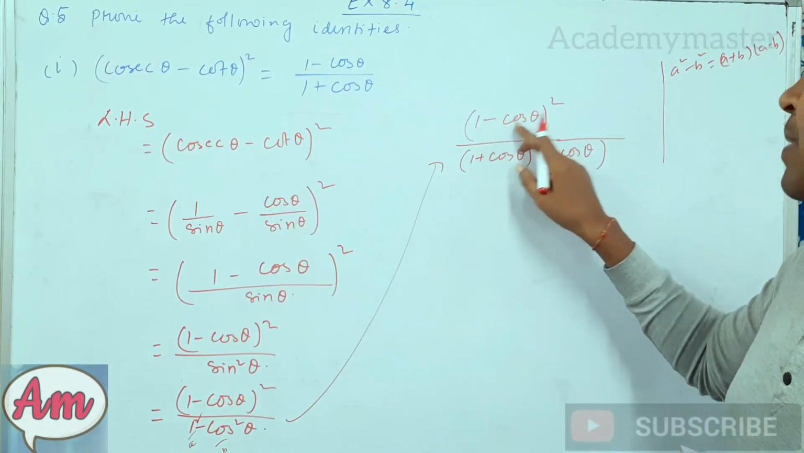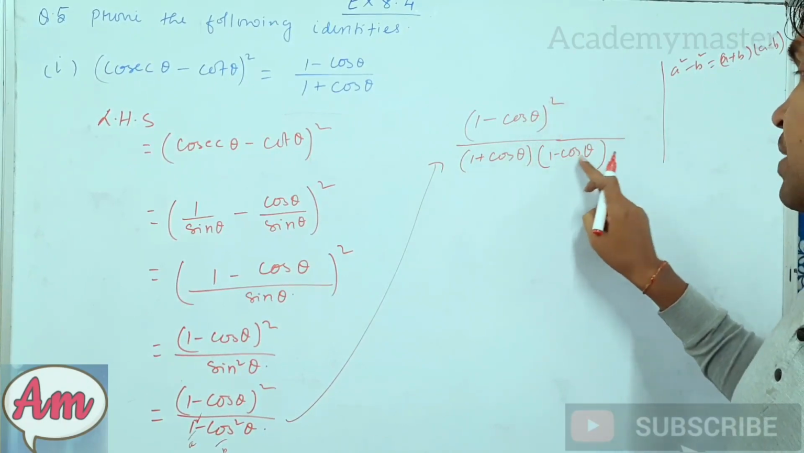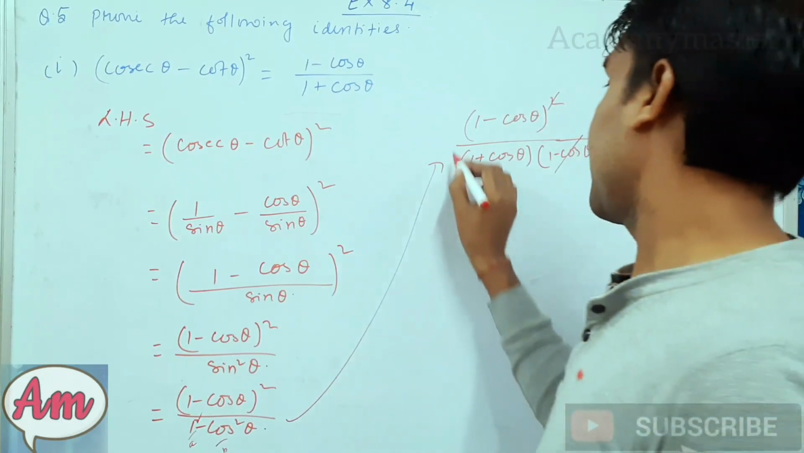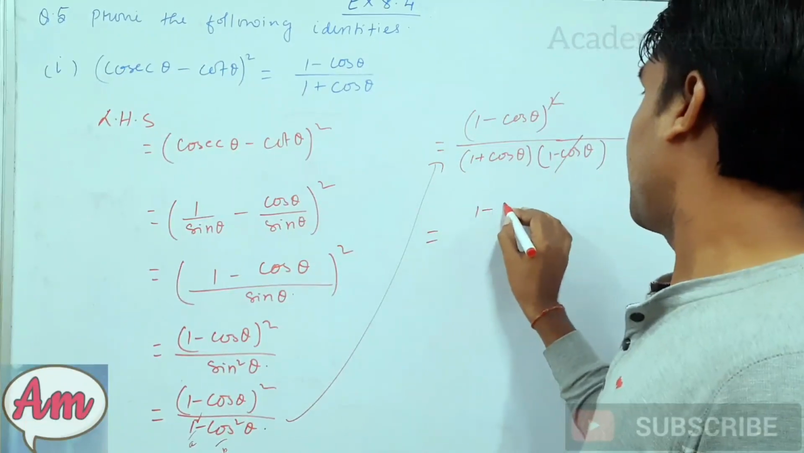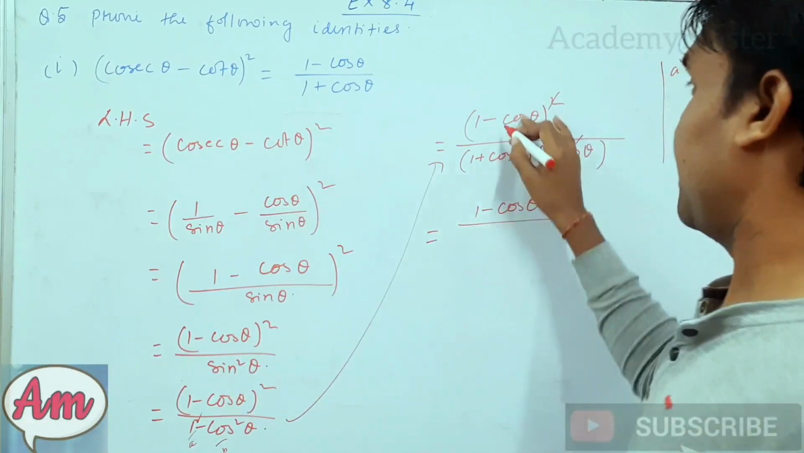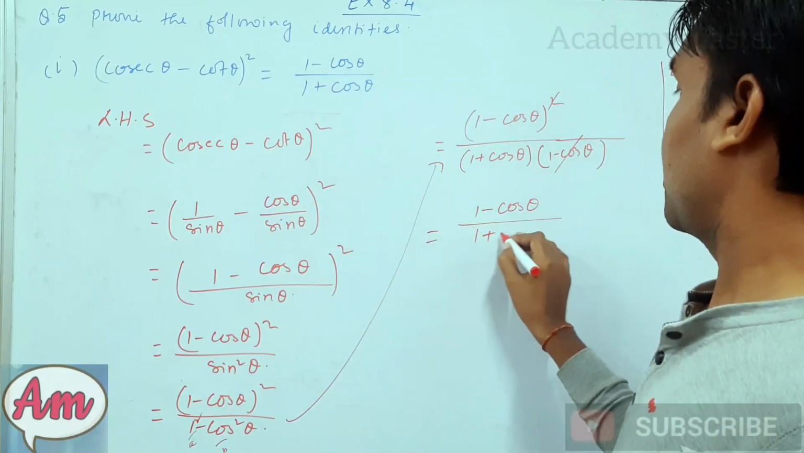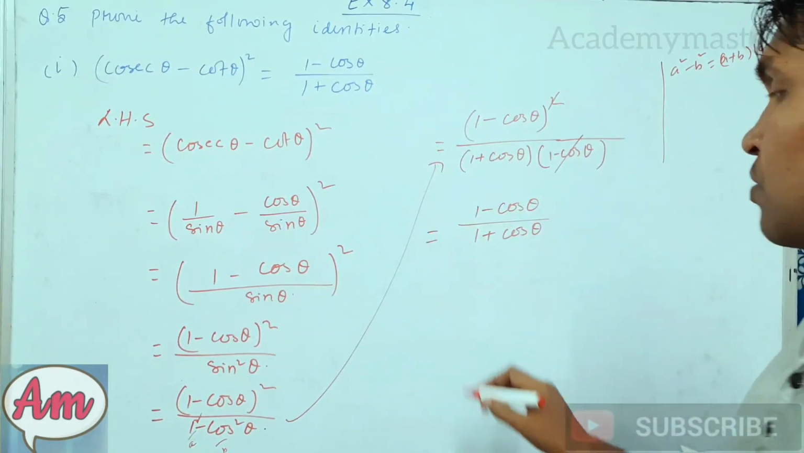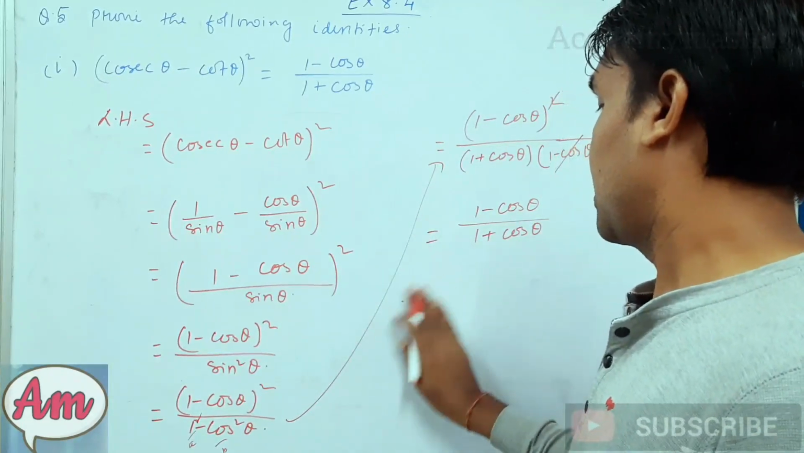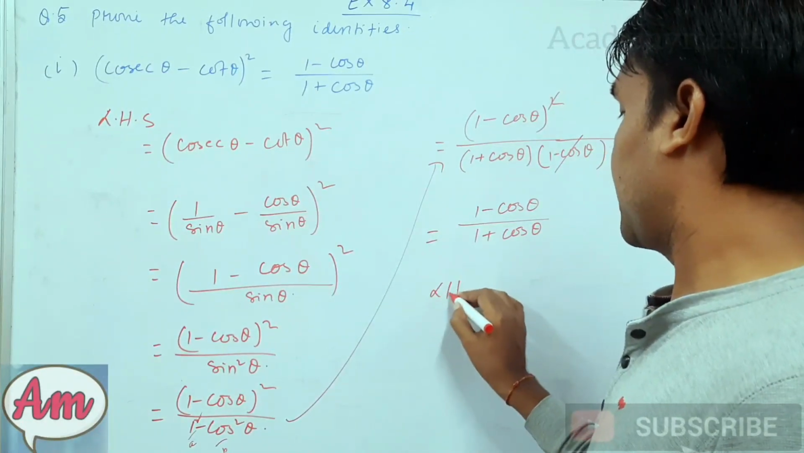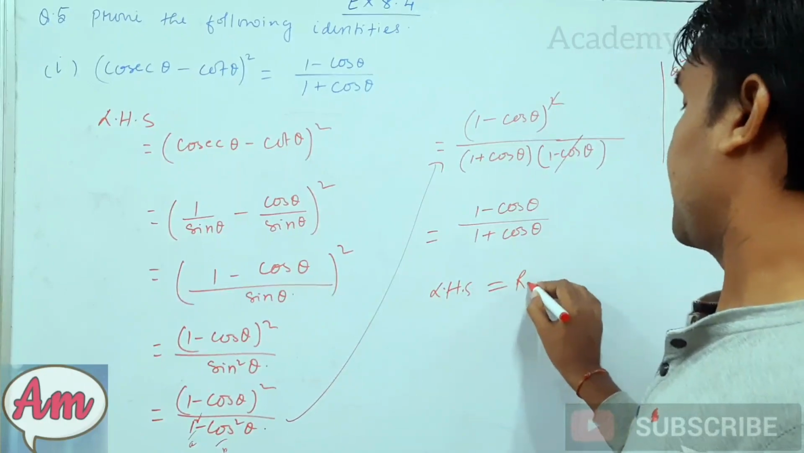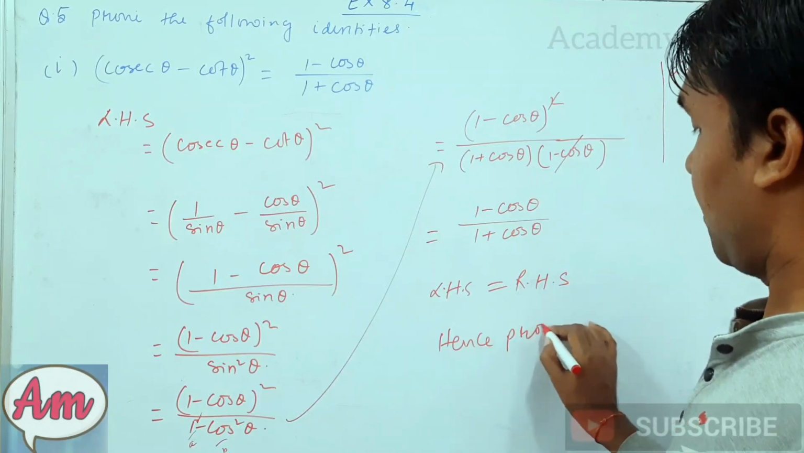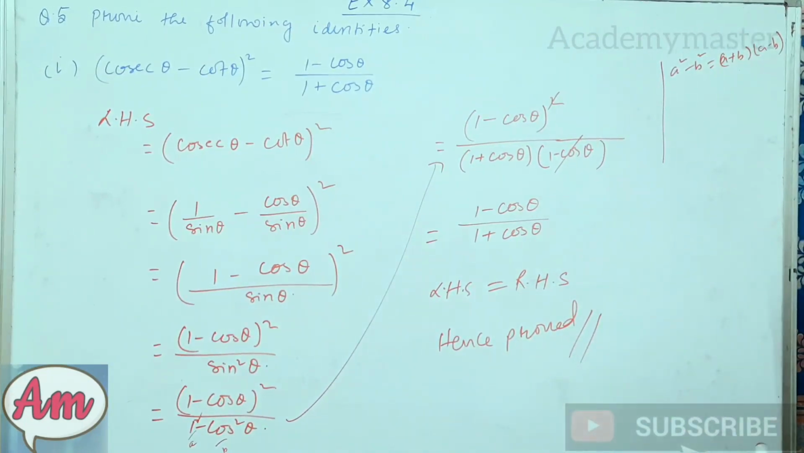Now you see, upside 1 minus cos theta whole square, downside 1 plus cos theta, 1 minus cos theta. So these two are the same. This is square, so this one will be cancelled. So now what is left here? Look at 1 minus cos theta. Upside it will be left as the square, so one is cancelled. So it will be 1 by cos theta. So look at, this is equals to what? RHS. So we'll write here, therefore LHS equals to RHS, hence proved.